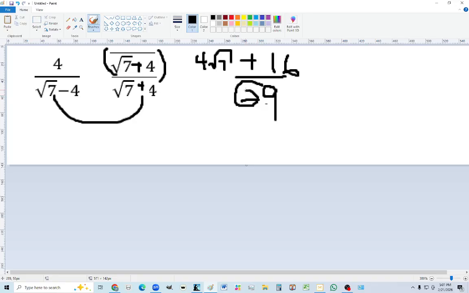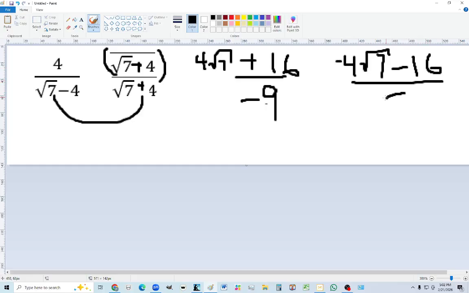Now, to get that minus out from the bottom, I essentially change the signs, or if you want, I have a minus 1 up top, if you want to think of it that way, multiplying the brackets. Or if you want, this minus changes both those signs. So I'm going to get minus 4 square root of 7 minus 16 over 9. Can that be simplified anymore? I don't think so.